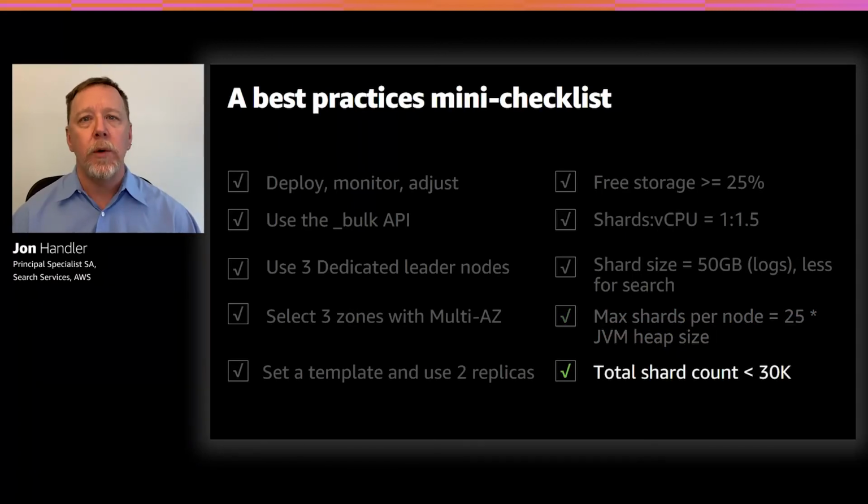Finally, you want to keep your total shard count less than 30,000. The total set of shards in the cluster is going to really impact the leader node in terms of the processing that it's doing in tracking what's going on in the cluster. 30,000 is really a top end of what we'd like to see in any cluster, because the leader is then going to become a bottleneck.